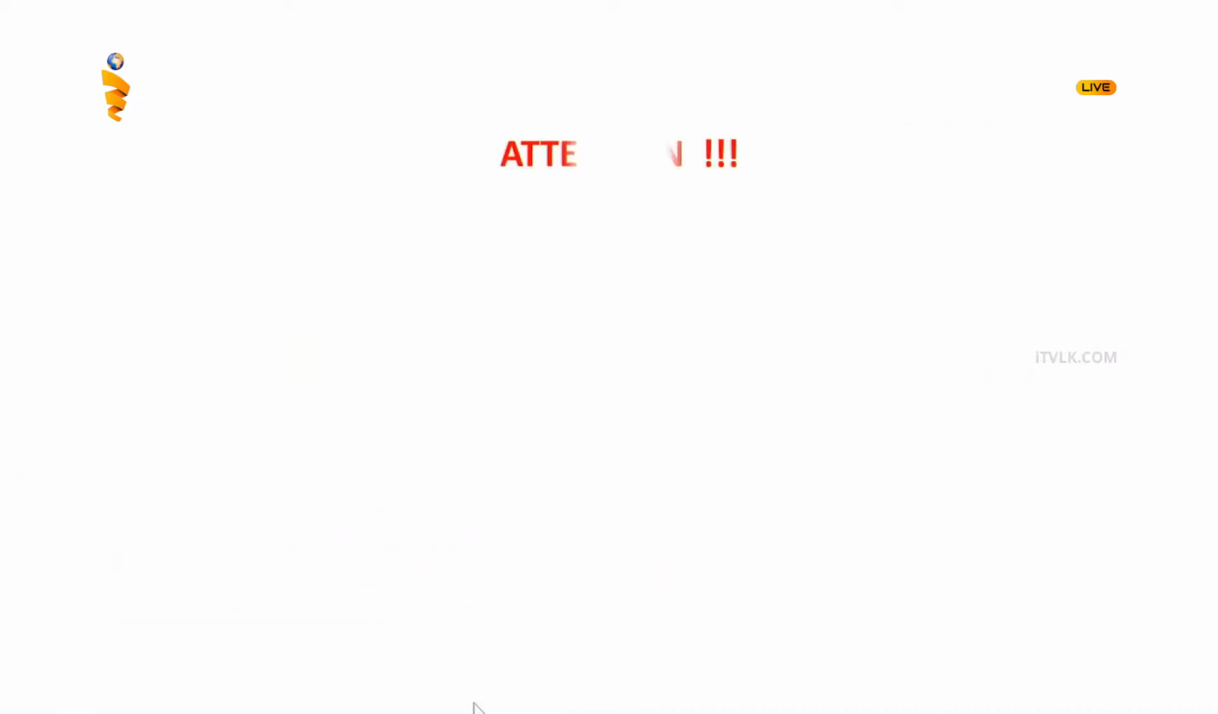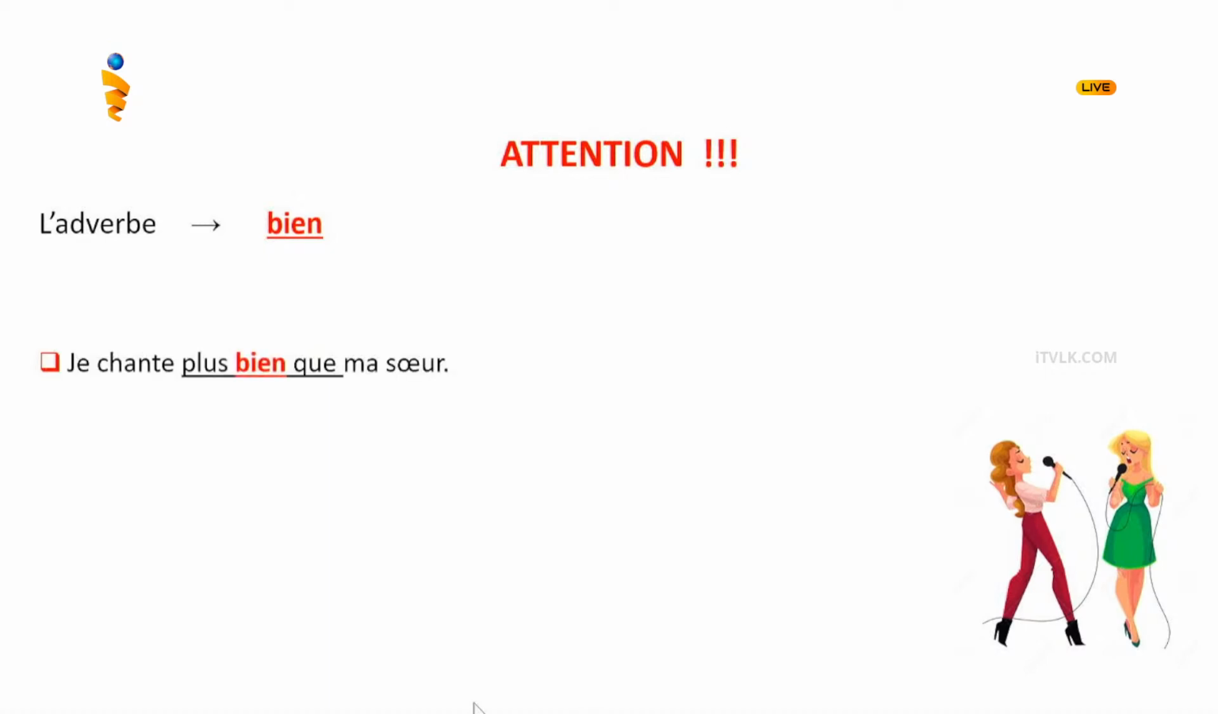Okay, so now we'll go to the attention part. That means the things you have to remember. Even here, you have to be careful with this adverb. The adverb is bien. So with this adverb, even here, je chante plus bien que ma soeur. So plus bien does not exist even here. Instead of that, we have to use mieux. But here, the only difference is, since we are dealing with adverbs, we don't have to worry about the gender and the number because they are not adjectives. So, je chante mieux que ma soeur.